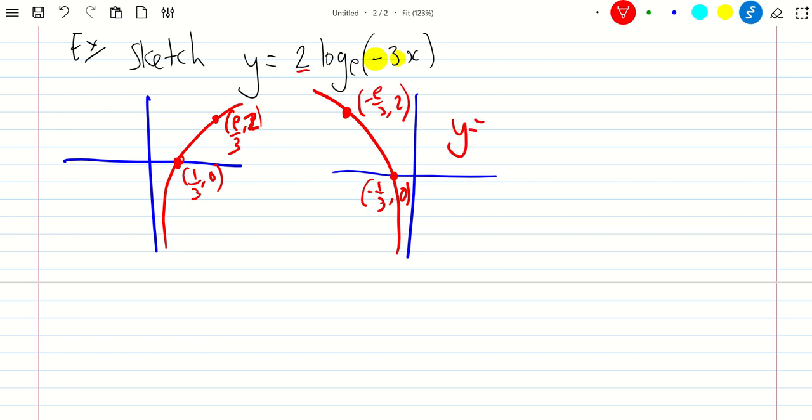So that's just applying transformation rules. So you can play around with those and get a quick graph done about what it looks like. Hope that makes sense.